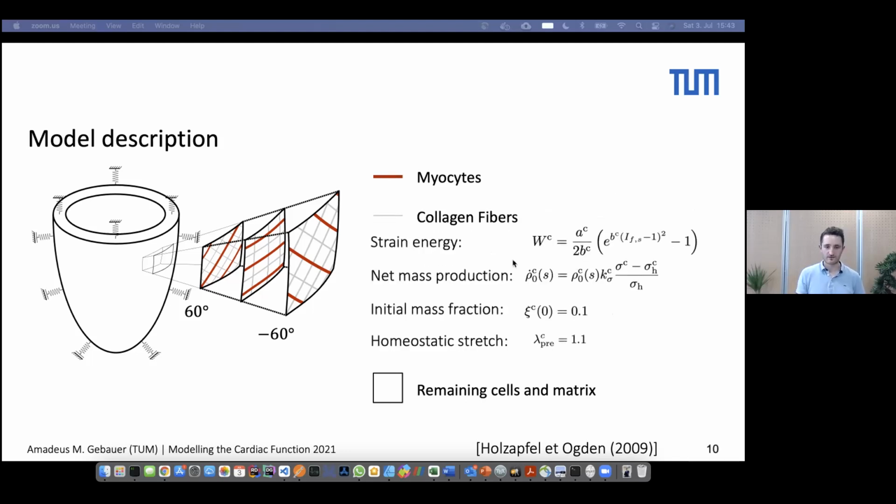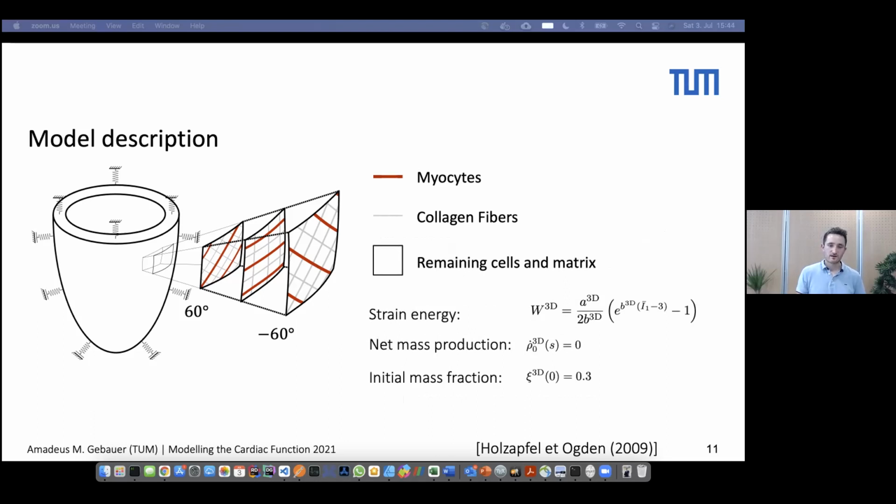Next, we have collagen fibers, also with an exponential strain energy function. We assume that they are aligned in fiber direction and in cross-fiber direction. They have also a similar net mass production rate. And we assume that 10% of the initial mass fractions are collagen fibers, and they have a homeostatic pre-stretch of 1.1.